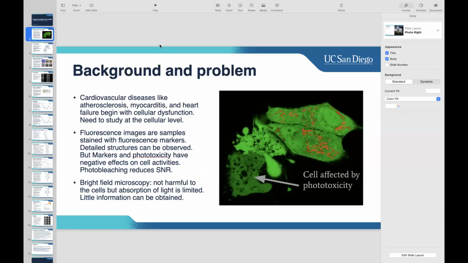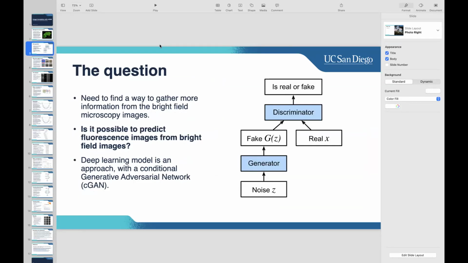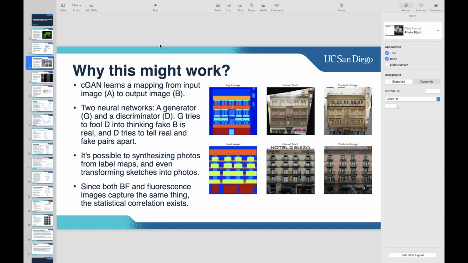Okay. So you have to find a way to get some more information from bright field microscopy images. And so we have to figure out: is it possible to predict fluorescence images from bright field cell images? I think a deep learning model is an approach, with a conditional generative adversarial network, CGAN for short. And why might this work?